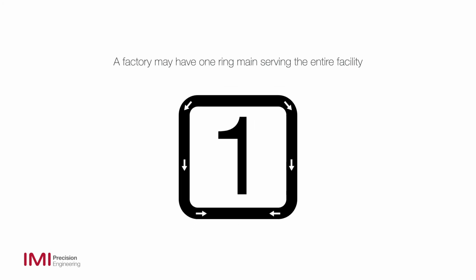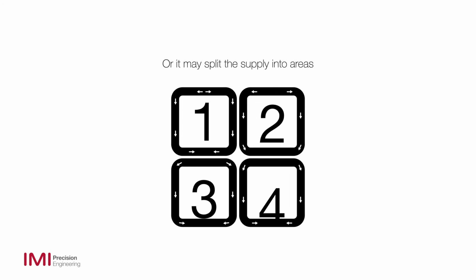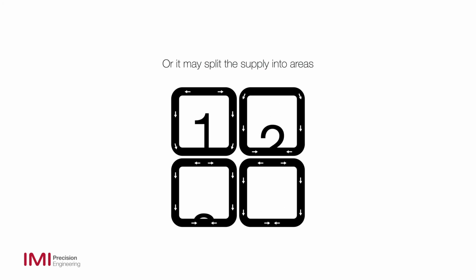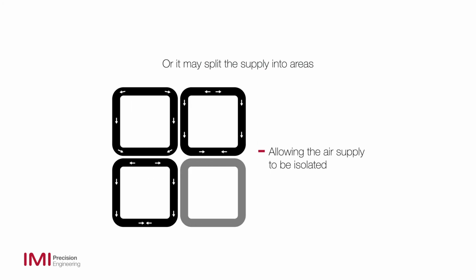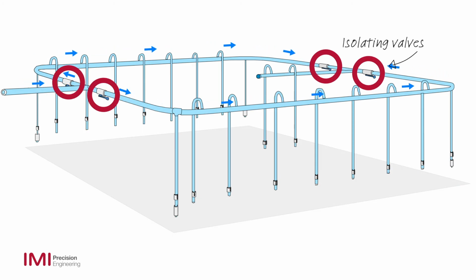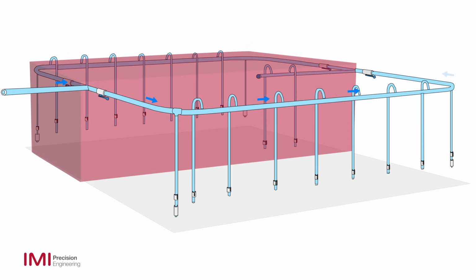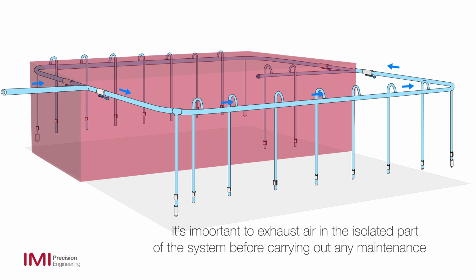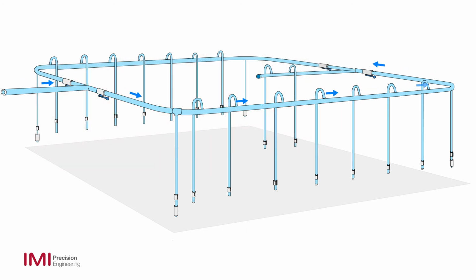A factory may have one ring main serving the entire facility, or it may split the supply into areas or zones. Each zone would have its own ring main, allowing the air supply to be isolated when not needed. There are 4 valves in this visualization. They are located in such a way to isolate half of the ring main, allowing maintenance or repair while the other half continues operation.